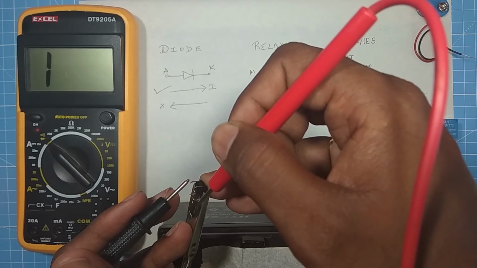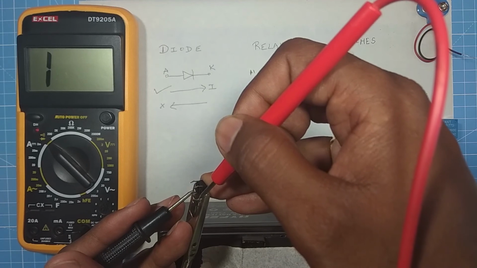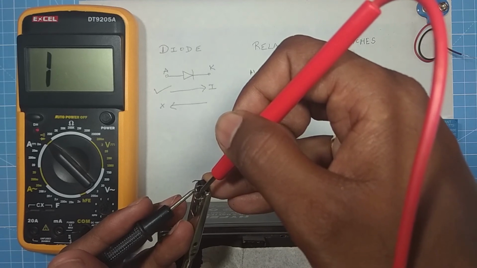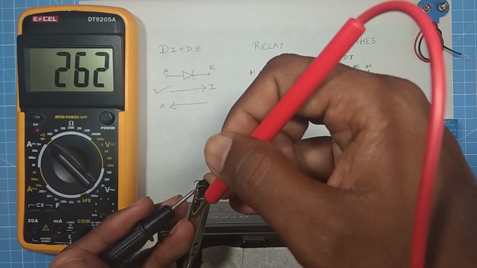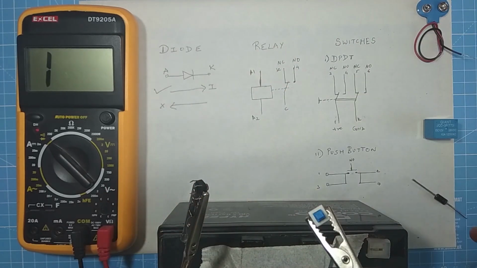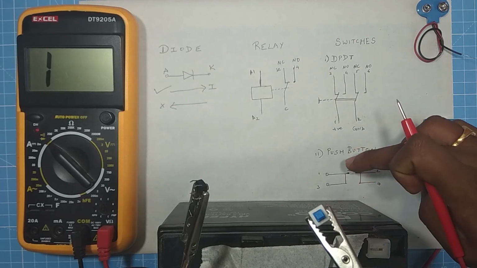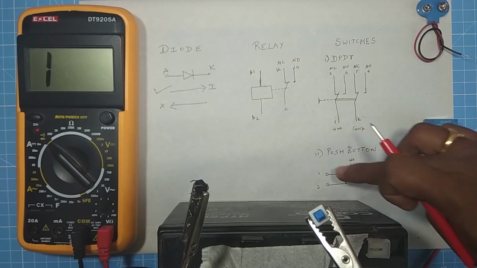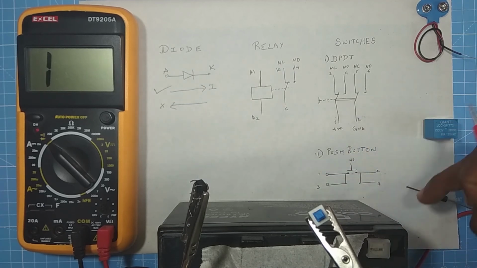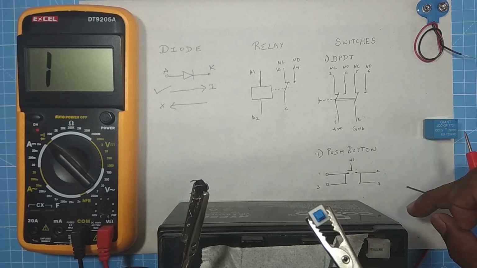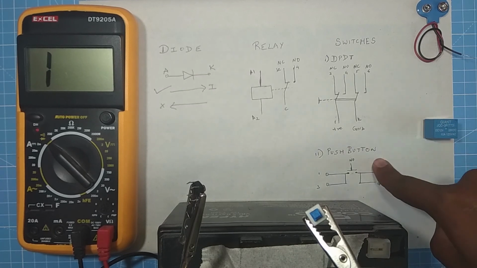Yes. Similarly, let me see if continuity exists between pin number 3 and 2. Yes. Pin number 3 and 4. Yes. So the second condition, which says that when it is pressed, continuity should exist between 1 and 2, 1 and 4, 3 and 2, 3 and 4, is also satisfied. So this is how a DPDT switch and a push button are to be tested.